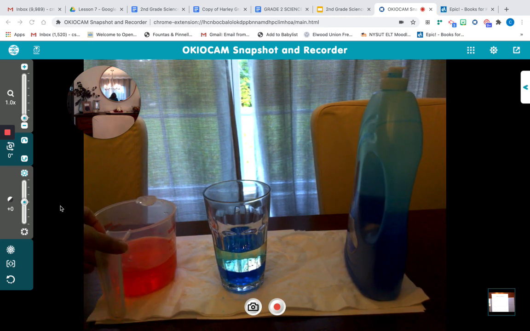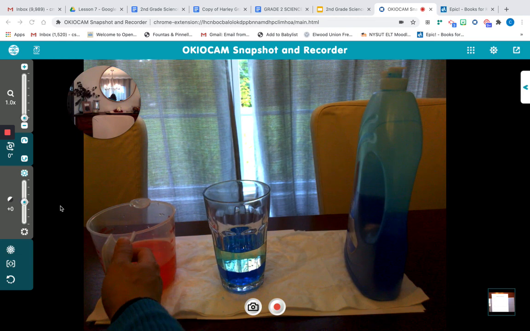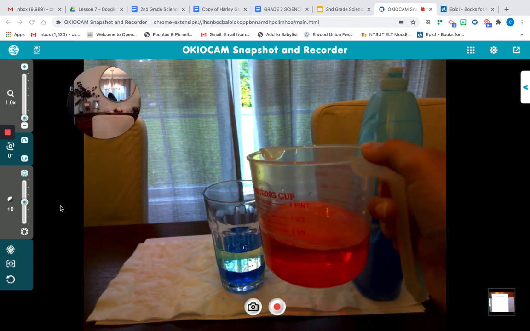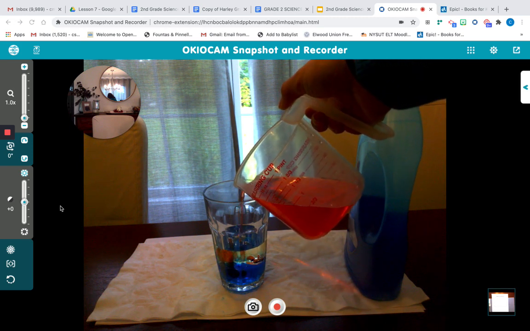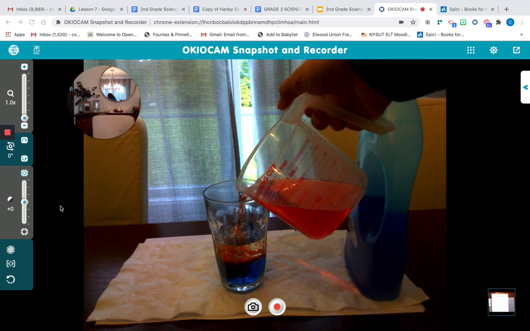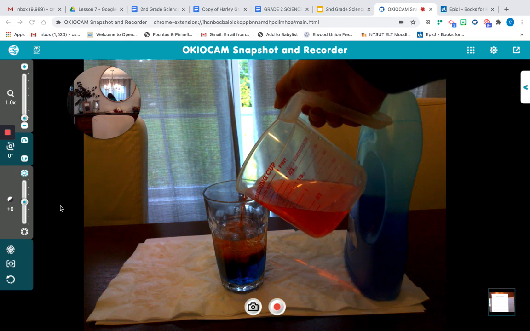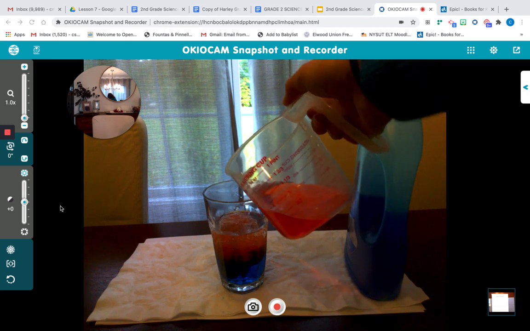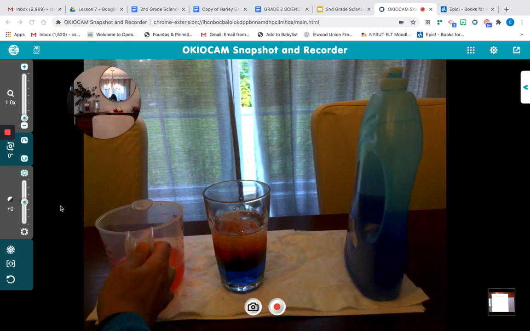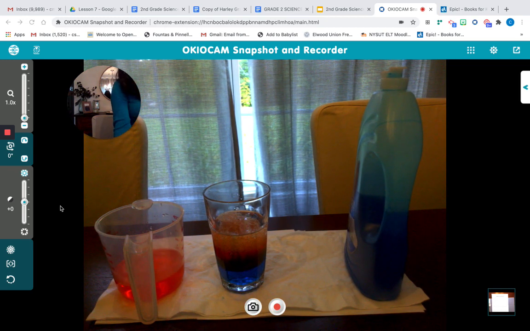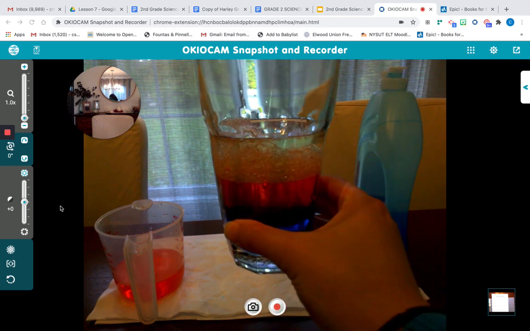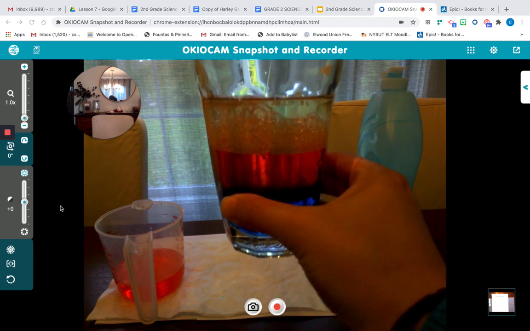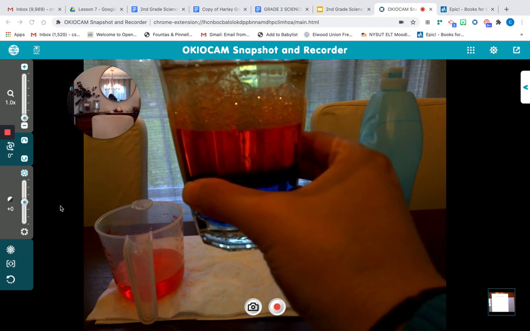Now, I wonder what will happen when we pour the water in. I wonder if it will sink or if it will float on top. Pour a whole bunch in. Okay, and then let me give it some time to settle. Do you see what's happening? Wow, look at that. Do you see how it's separating?